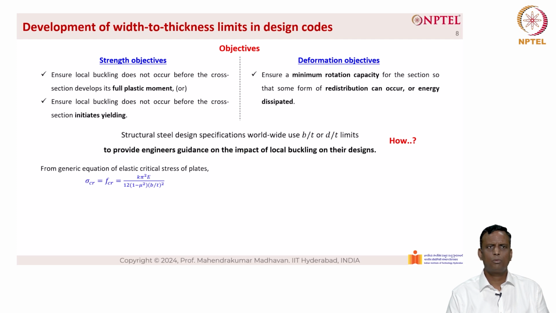We know the generic equation for elastic critical buckling stress is given as sigma critical, also F critical, is given as K into pi square E divided by 12 into 1 minus nu square, into B by T the whole square, where K is the elastic plate buckling coefficient, E is the Young's modulus, mu is the Poisson's ratio and B by T is the width to thickness ratio of the plate. Now, let us apply square root on both sides. We have root of sigma critical equal to root of K into pi square E divided by 12 into 1 minus mu square, and then outside the root we have 1 by B by T.